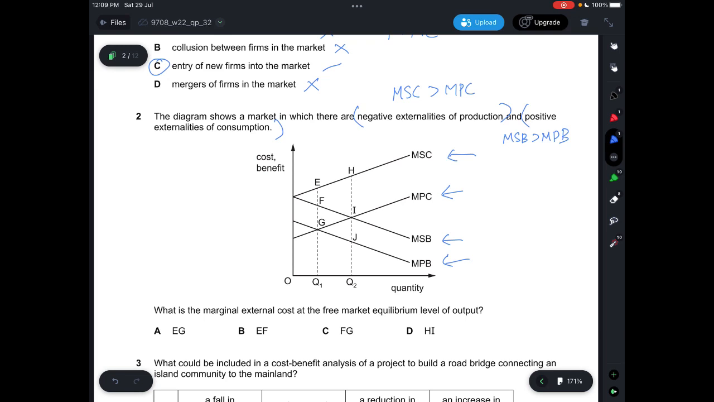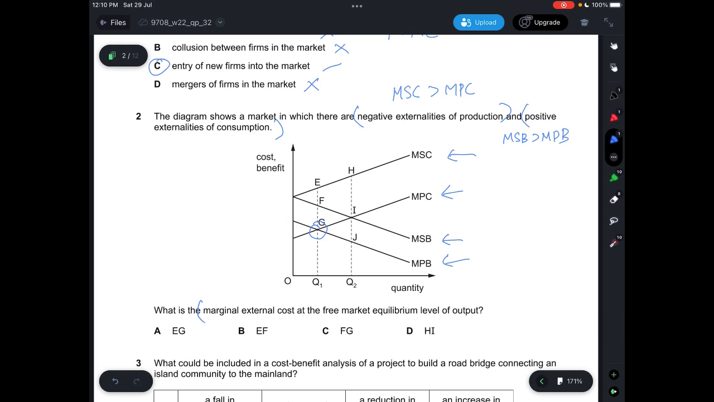because there's negative externalities of production. So your MSC is more than MPC, and your actual production point would be where the MPC curve touches the MPB curve. So we have to look at the point where MPC touches MPB, which is at point G. Okay, at point G, this is where the market will be producing because of the two externalities that are shown here. And then now the question asks, what is the marginal external cost at the free market equilibrium?